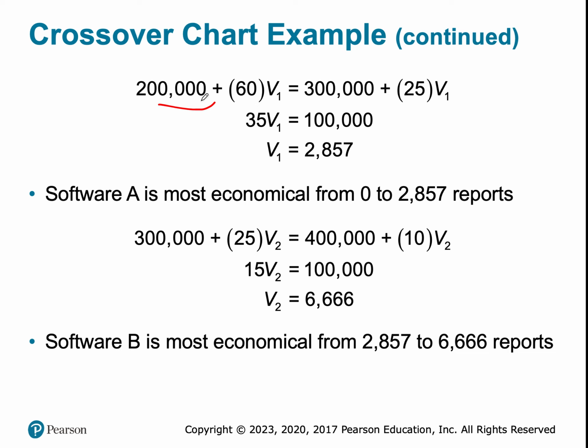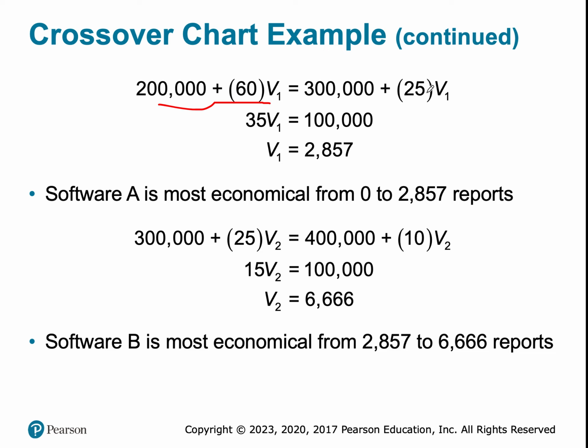We say this is equal to the left side of the equation. It is equal to the 300,000 for software B, which is the total fixed cost, plus 25 per one unit cost and V1 for the variable cost. So we multiply this by this, we get 60 V1. So on the left, we have 60 V1 plus 200,000.